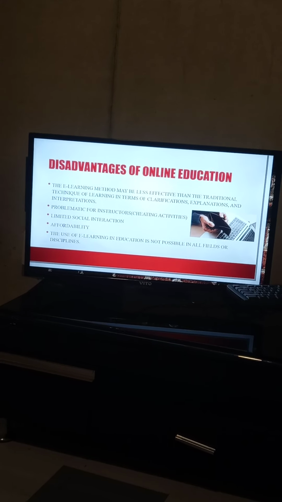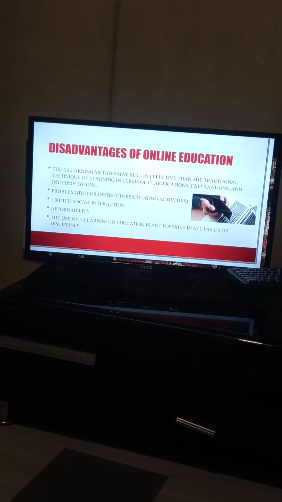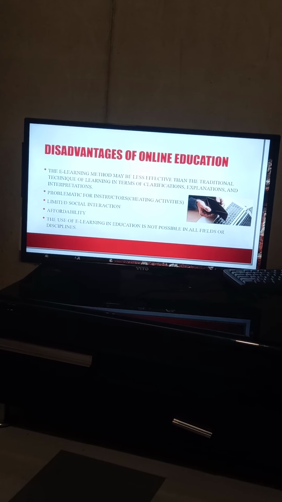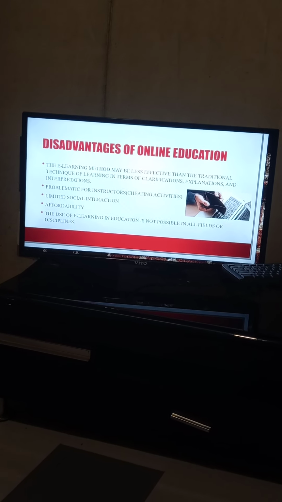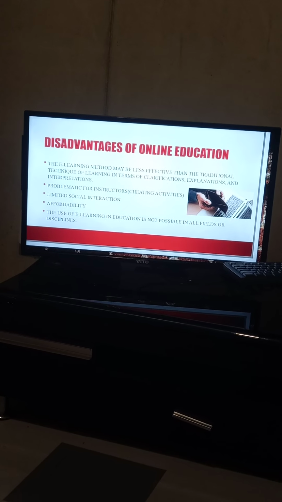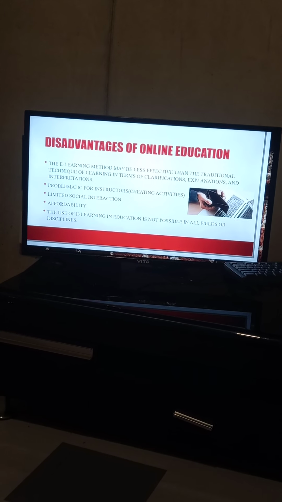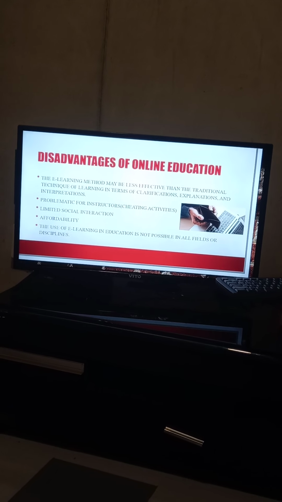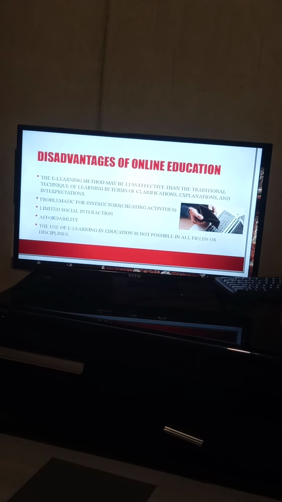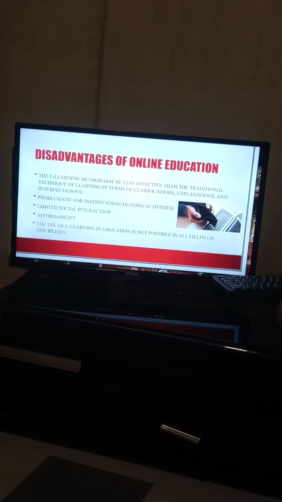Limited social interaction. Students will be learning from different locations, which means they won't be able to interact or socialize. Affordability. Some of the students won't be able to afford data, even if it might be provided, it will be finished, it will be depleted. They won't be able to buy the amount of data and other resources needed for online education.